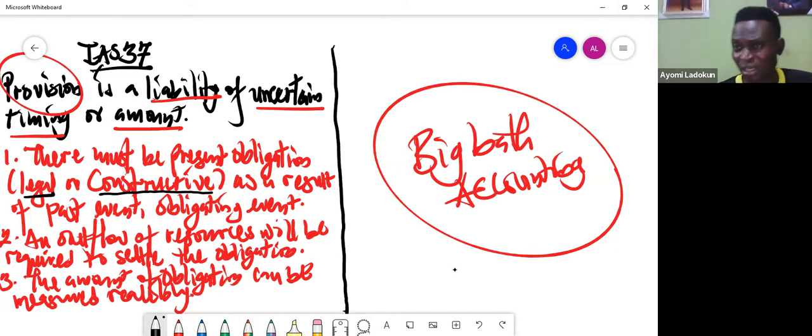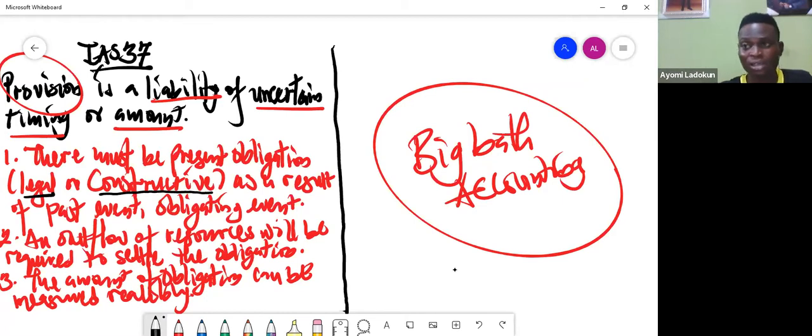As a result of a contract, all right? That's legal. You have entered into a contract to pay a certain amount of money, then you already have a present obligation. The constructive obligation is as a result of a past pattern of practice of an entity, okay? What an entity has been doing.